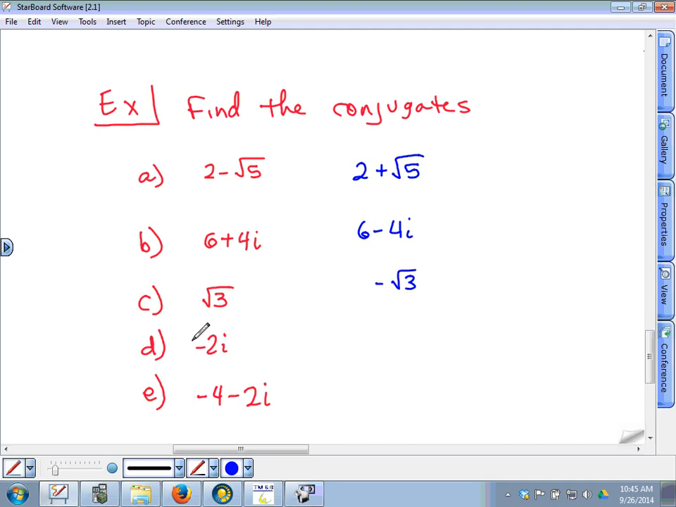So then what about negative 2i? Positive 2i. That would be the conjugate pair. -4 minus 2i. Remember, a lot of students will want to change both of the signs. You only change the one in the middle. It's still -4, but it's -4 plus 2i.